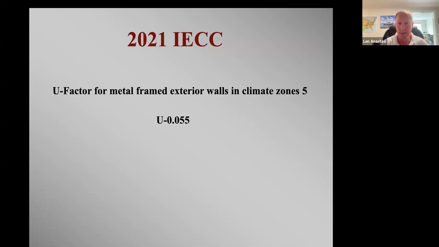So in my climate zone, the U factor is 0.055. The U factor is the inverse of your R value. So if you divide 1 by the U factor, you're going to get the R value of the whole wall assembly that you need. And that is for my area, R 18.18 to comply with the code.